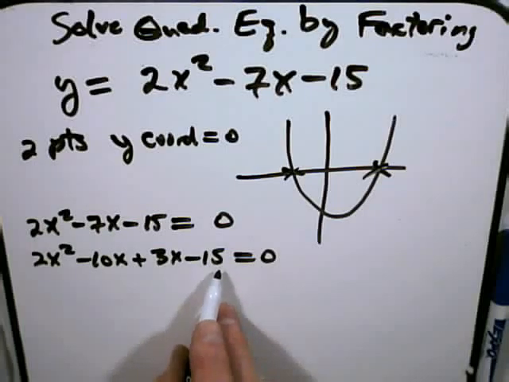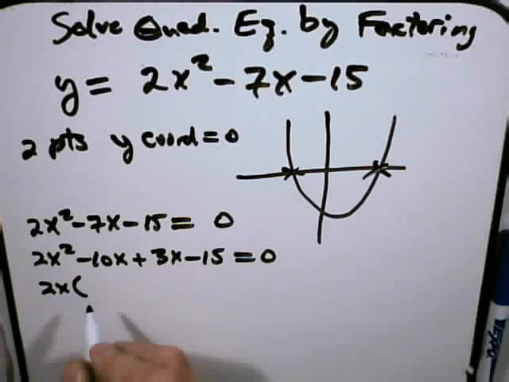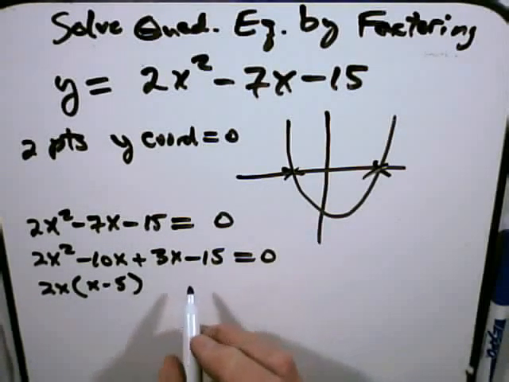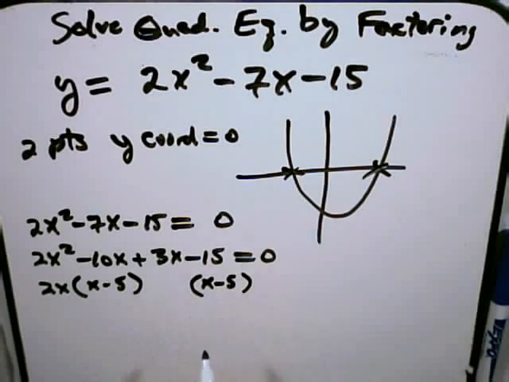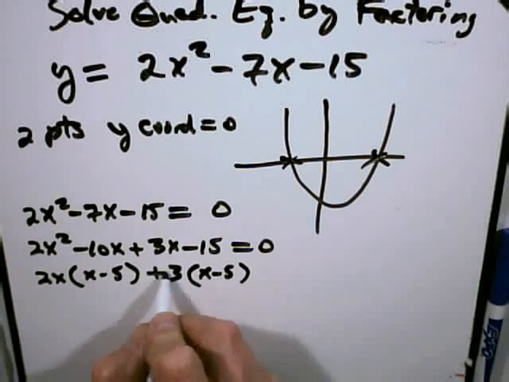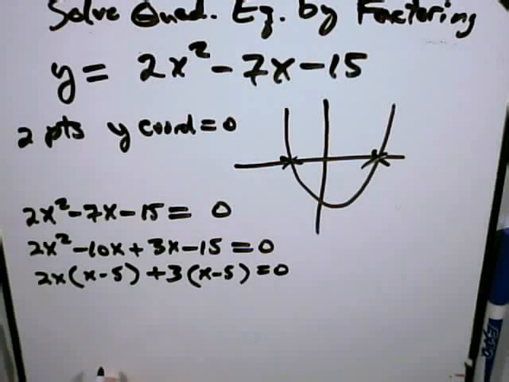Now we took our 4-term polynomial here and factored by grouping. That is, for the first 2 terms, we take out the greatest common factor. Turns out that's 2x, and we're left with x minus 5. For the next one, hopefully we're left with an x minus 5. And sure enough, if I pull a 3 out there, that's what I get. Still all equal to 0.